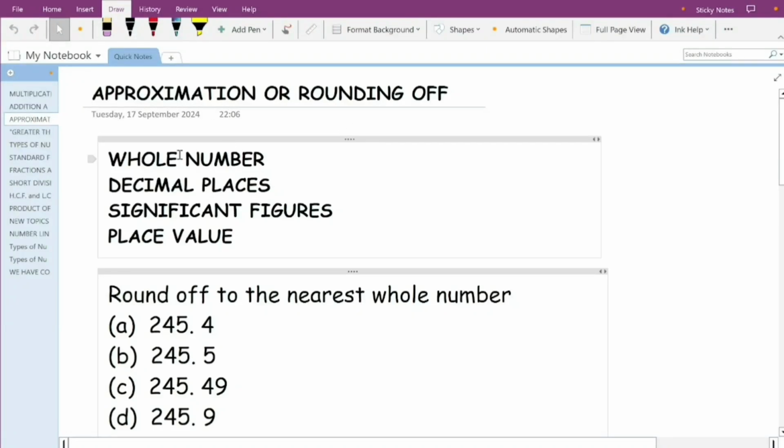Approximation or rounding off. There are several ways in which they can tell you to round off or approximate. You can round off to the nearest whole number. You can round off in decimal places. You can round off in significant figures. And you can round off or approximate based on place value.